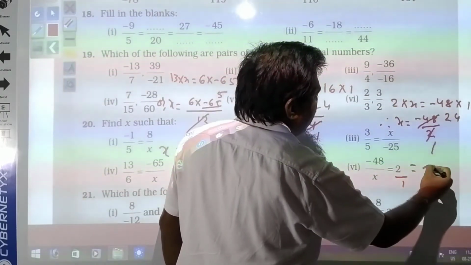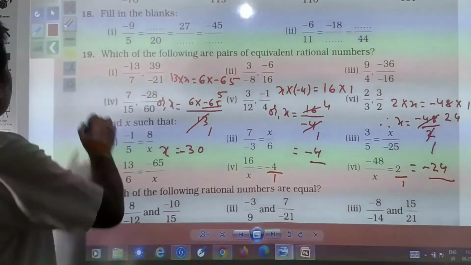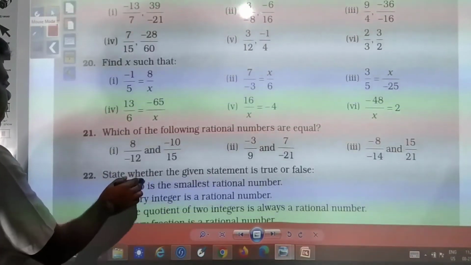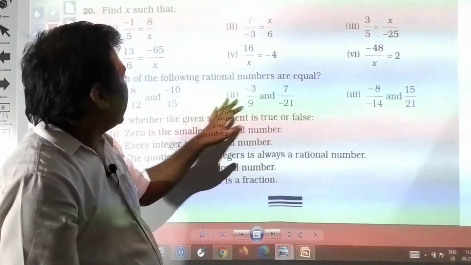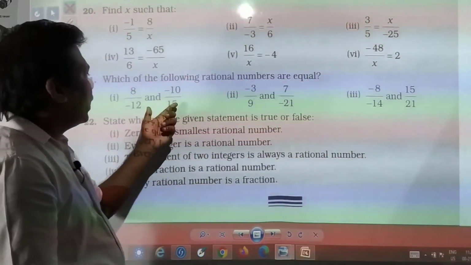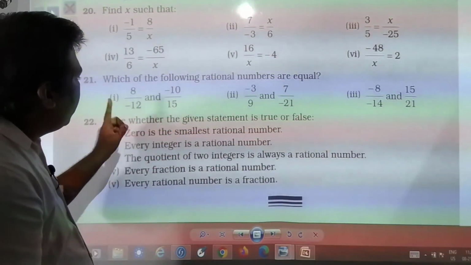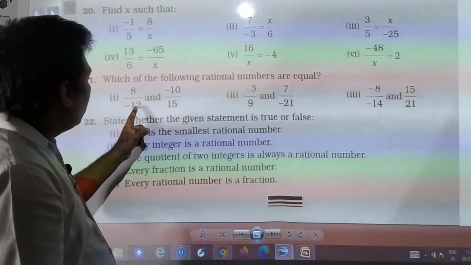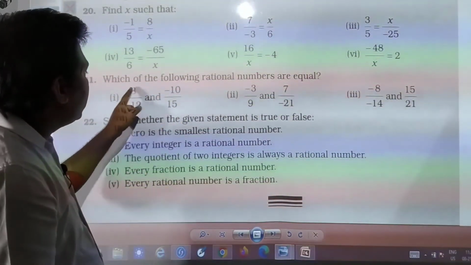So it will be minus 24, and this will be your answer. Next you see, which of the following rational numbers are equal? Again the same thing is required to be done. If you need to find out whether both are equal, then a into d should be equal to b into c. So you need to check that.